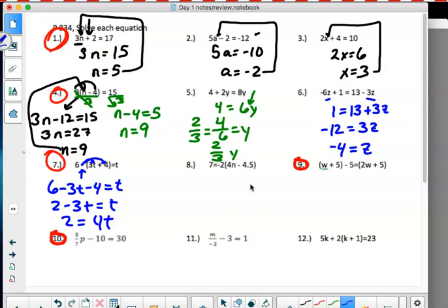So I'm going to divide by 4, and I'm going to get, if I bring this up, I'm going to divide by 4. I got 2 divided by 4 is equal to t, and that's 1/2 is equal to t. So that's really my solution. 1/2 is equal to t.